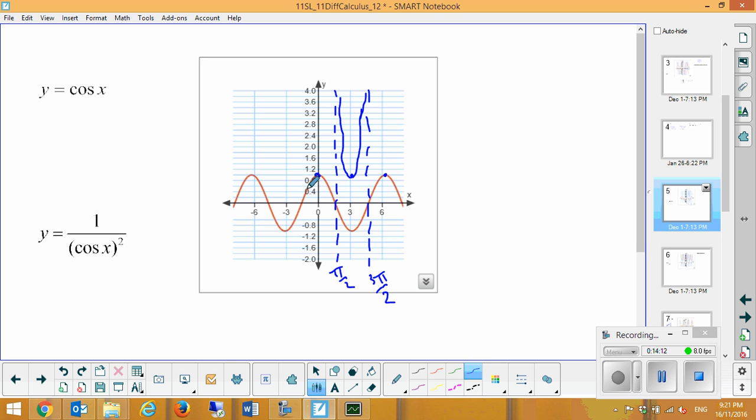It's really weird drawing on this. Here's our next asymptote down here. And our curve will look like this again. Touch there, then back up again. So that's the derivative function.